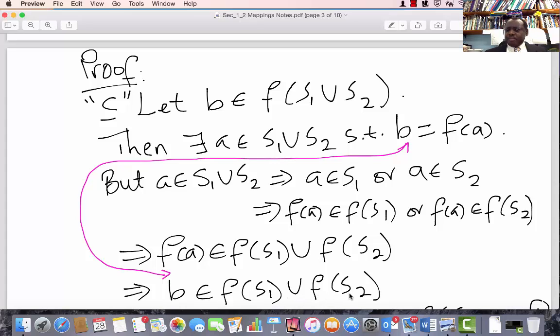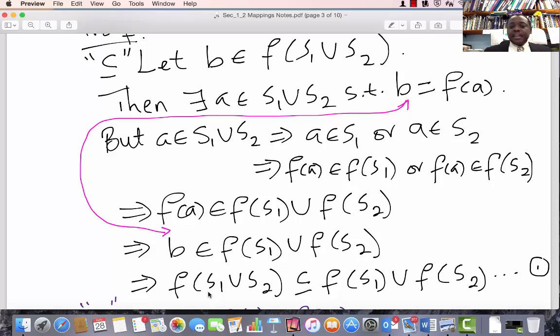Hey, wait a minute, where did B come from? B came from f of S1 union S2. Now we have B in f of S1 union f of S2. What does that mean? It means the left-hand side, f of S1 union S2, is a subset of the right-hand side, f of S1 union f of S2, and we call this 1. It's actually beautiful.